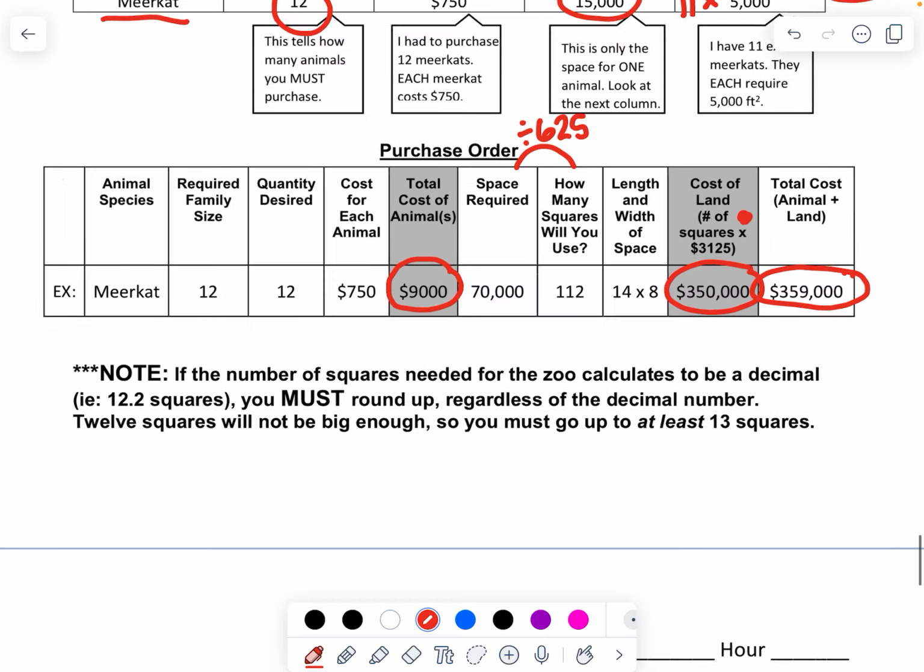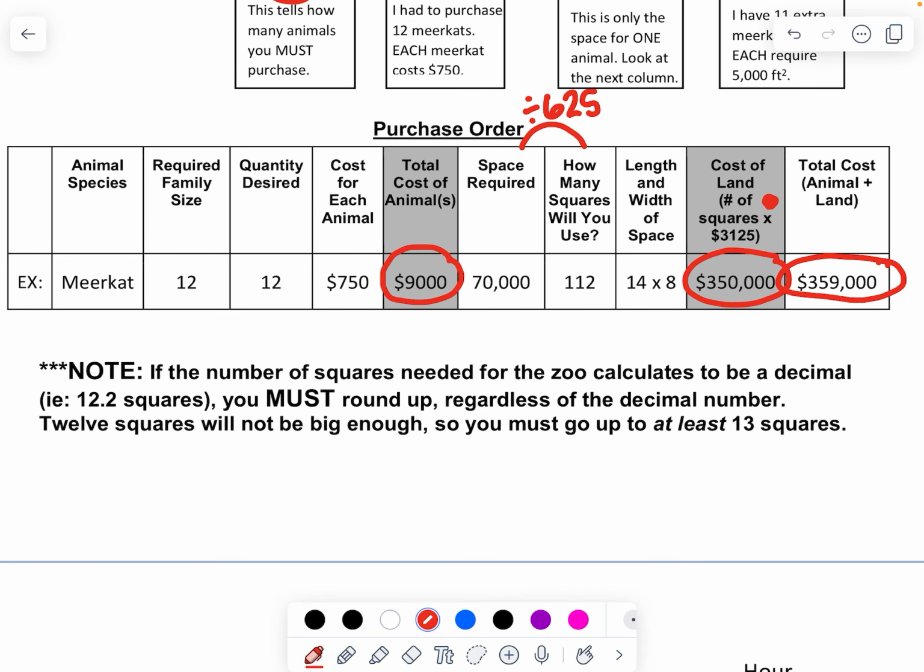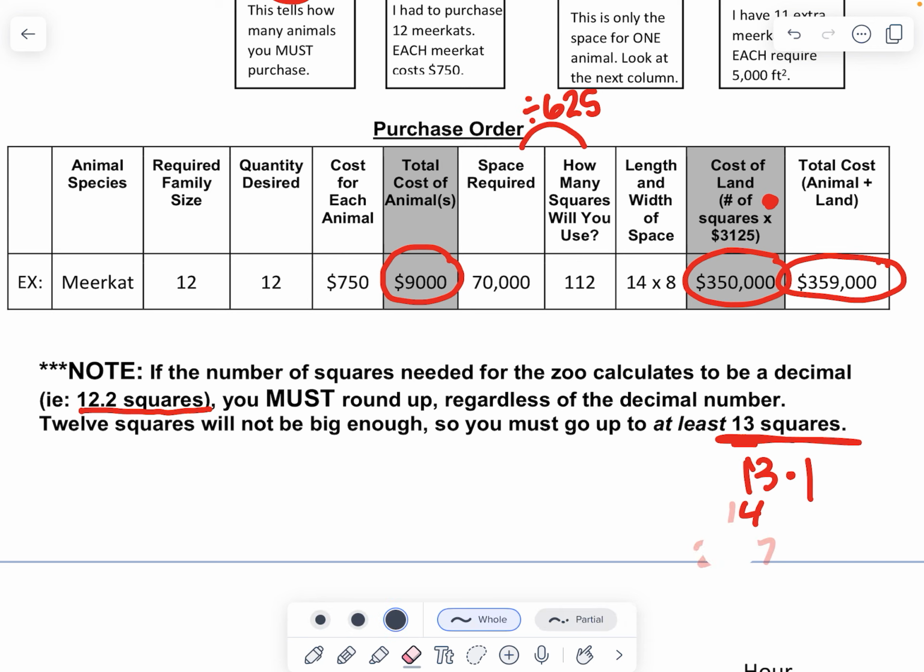This says if the number of squares needed for the zoo calculates to be a decimal, like 12.2 squares, you must round up regardless of the decimal number, because 12 squares will not be big enough. If you got 12.2 squares, that's the minimum, so you must go up to at least 13 squares. Find numbers that are easy to divide. 13 would not be a good one because you can only do 13 times 1. But if we went up to 14 instead, we could do 2 and 7. So find numbers that are easy to divide.